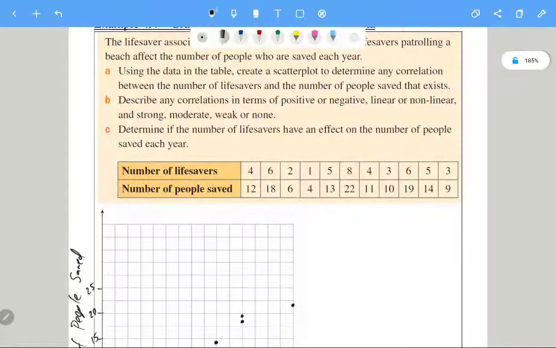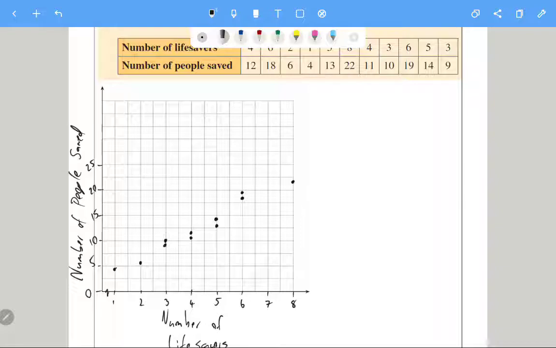Now it wants us to describe any correlation in terms of positive or negative, linear or nonlinear, strong, moderate, weak or none. Alrighty, first thing, linear, for sure. Look at that. Positive, it's going up and to the right, and it is strong. Those are tightly packed together. So for part B, I'm going to say it is a strong, positive, linear association, or sorry, correlation.